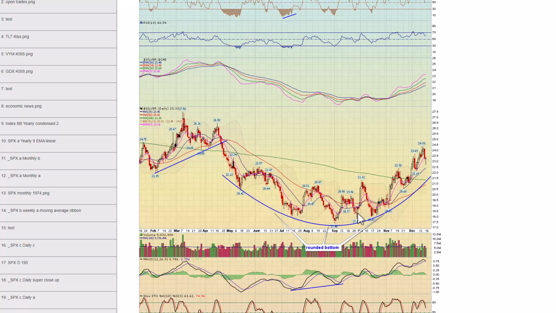Something you like to see in the club, right? No, bad joke, but anyway, we love those rounded bottoms.